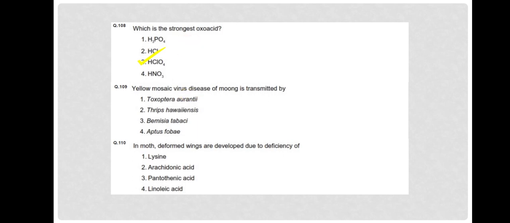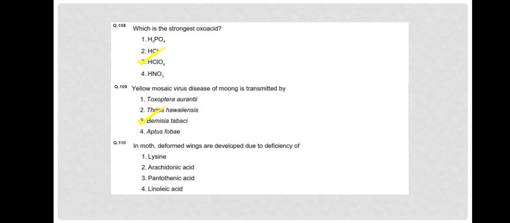Next, question number 109. Yellow mosaic virus disease of mung bean is transmitted by, answer is Bemisia tabaci. This is a white fly. So the mung bean yellow mosaic virus is transmitted by white fly, that is the Bemisia tabaci.